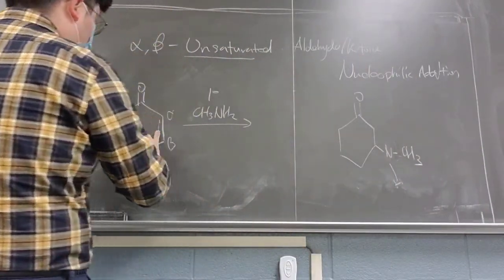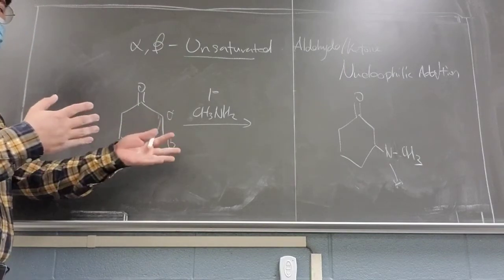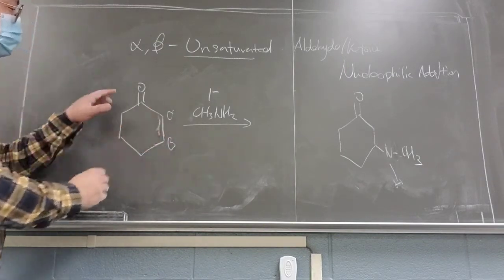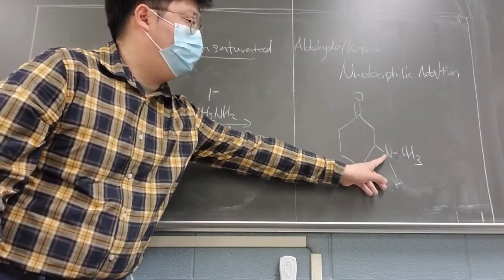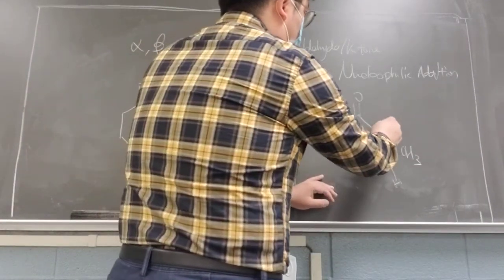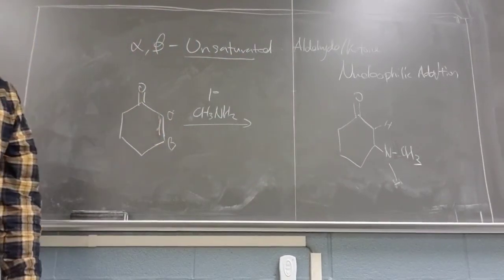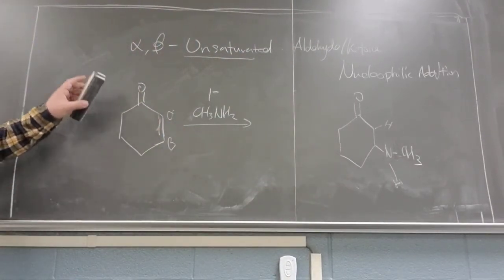So if it were just a regular ketone, it could have been just imine formation. But because of this conjugation here, the delocalized electron can actually be on here. So you'll be, okay. All right.